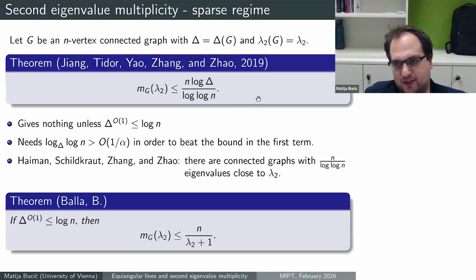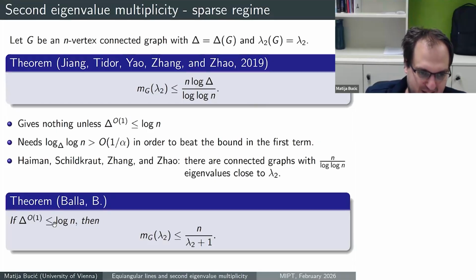So what we prove, under the same assumption that they implicitly had in the above theorem, that the maximum degree is at most a small polylog, which is actually the main place where our exponential requirement still exists, is an upper bound of n over lambda 2 plus 1. And this is motivated a bit by the first case.